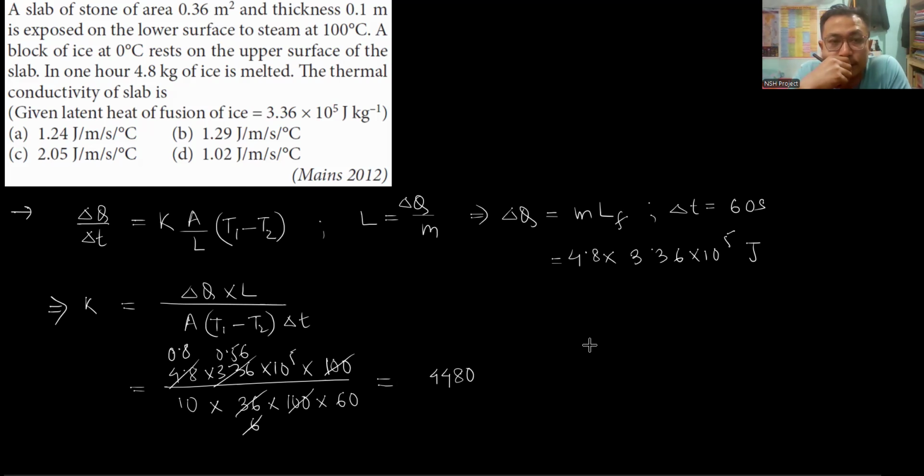Area, thickness, lower surface 100, upper surface 0. In 1 hour, 4.8 kg of ice is melted. In 1 hour, that is 60 into 60. Area, L, delta Q, 4480.